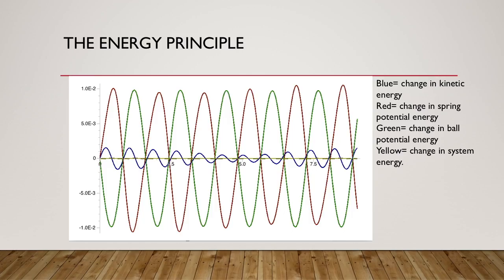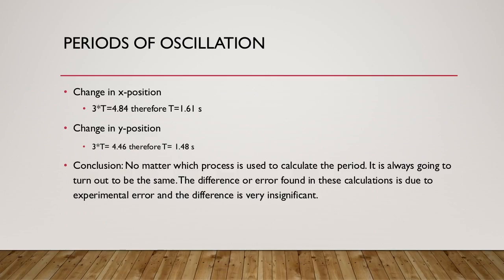So for the energy principle, our yellow line, which goes straight through 0, is the change in the system's energy as a whole. Because it is 0, we know that the energy principle is being followed because the sum of all the energies that we have in our system or are related to our system all add up to 0, which means that energy is being conserved. So for the periods of oscillation, in the X position, the time for 3 periods is 4.84. Therefore, the period is 1.61. And in the Y position, we get that the period is 1.48 seconds.